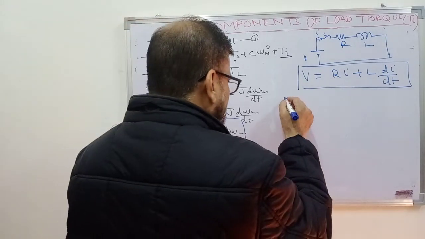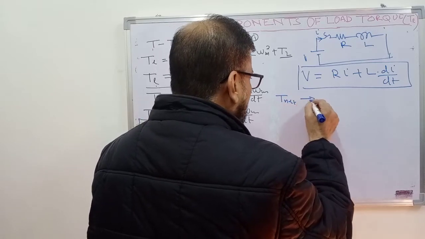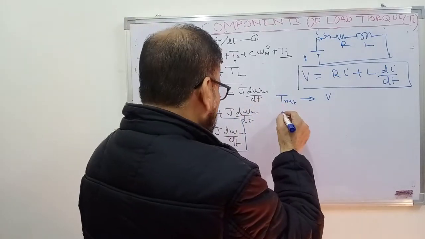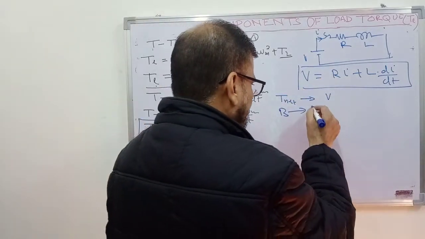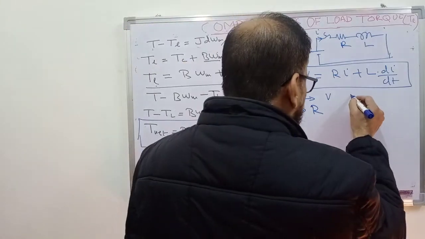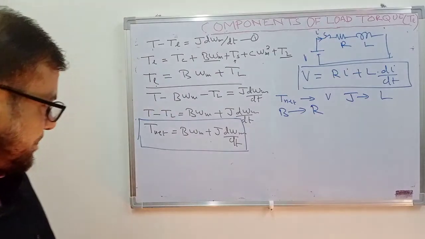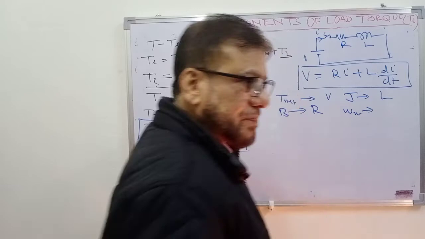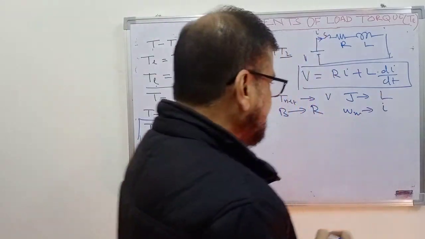Here T net in the new equation that we have just got is analogous to the voltage of the electrical circuit. The viscous friction coefficient B is analogous to resistance R. The moment of inertia J is analogous to inductance L of the electrical circuit, and the speed in the mechanical circuit is equivalent to current in the electrical circuit.